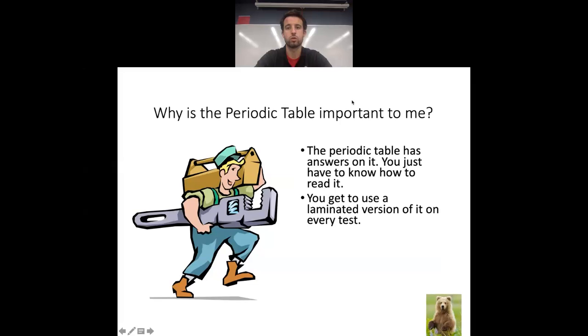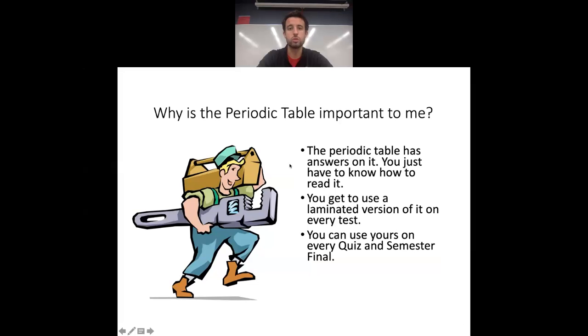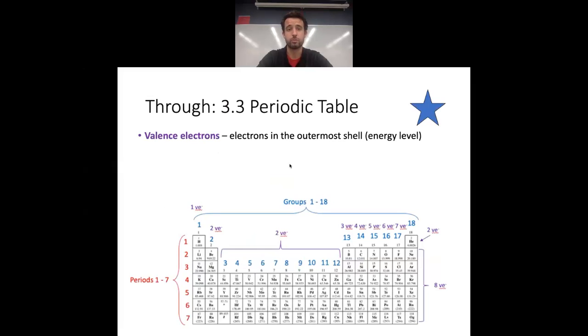And today we are going to talk about the periodic table and why it's important to you. So, one of the first things you need to know is that the periodic table has every single answer you'll ever need. The problem is that it's kind of hidden on the periodic table. So, one of the things we're going to talk about is how you, as a student, can use the periodic table to your advantage so that you get to have the correct answers just with you. So yeah, it organizes a ton of information.